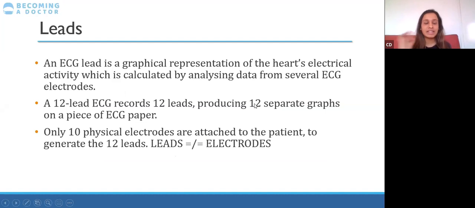A 12-lead ECG records 12 leads, and that produces the 12 separate graphs on a piece of ECG paper. However, only 10 physical electrodes are attached to the patient to generate the 12 leads. So it's quite confusing, but what you need to remember is that leads do not equal electrodes.